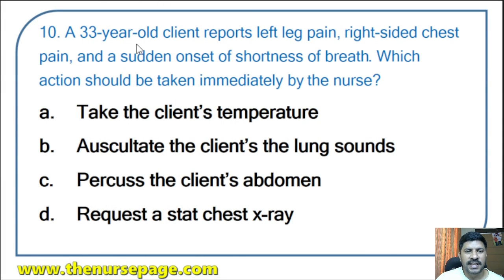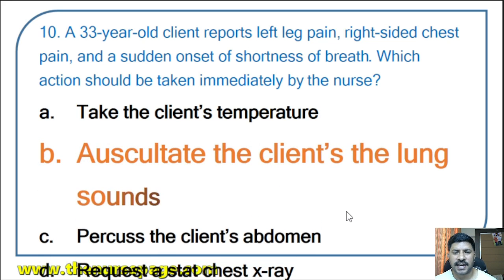Tenth question. A 33-year-old client reports left leg pain, right-sided chest pain and sudden onset of shortness of breath. Which action should be taken immediately by the nurse? Take the client's temperature, auscultate the client's lung sounds, percuss the client's abdomen, or request a stat chest X-ray. Here, the correct answer is auscultate the client's lung sounds, because it will be the immediate nurse's action.